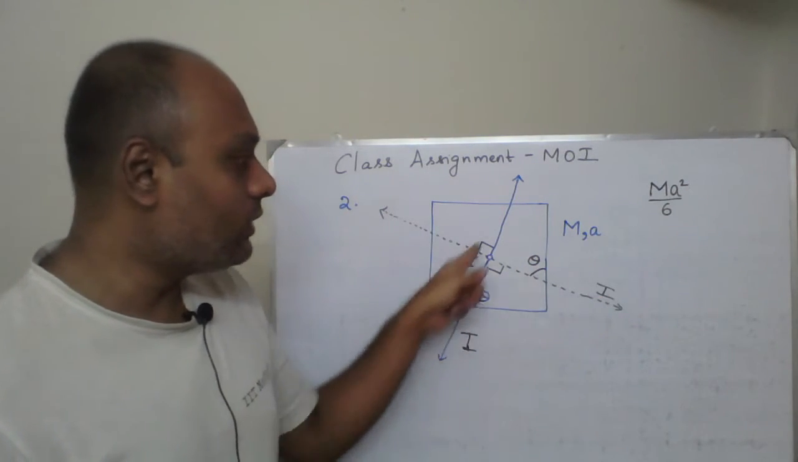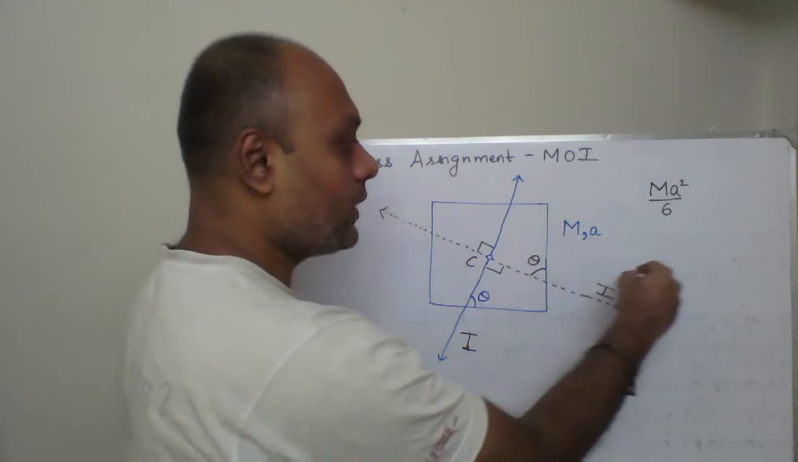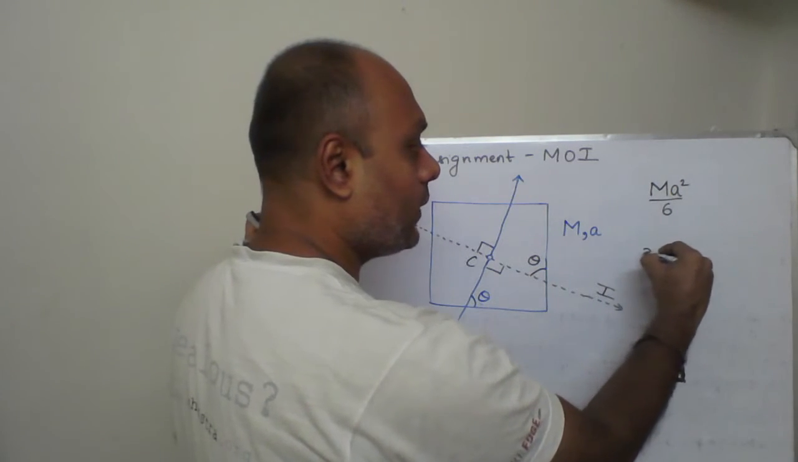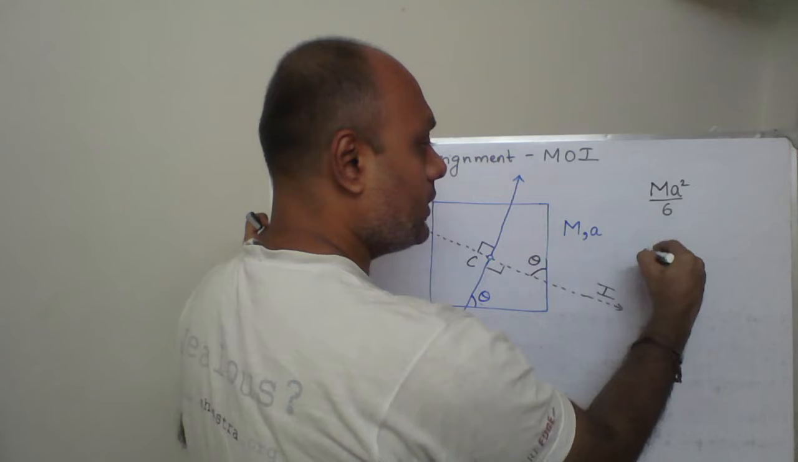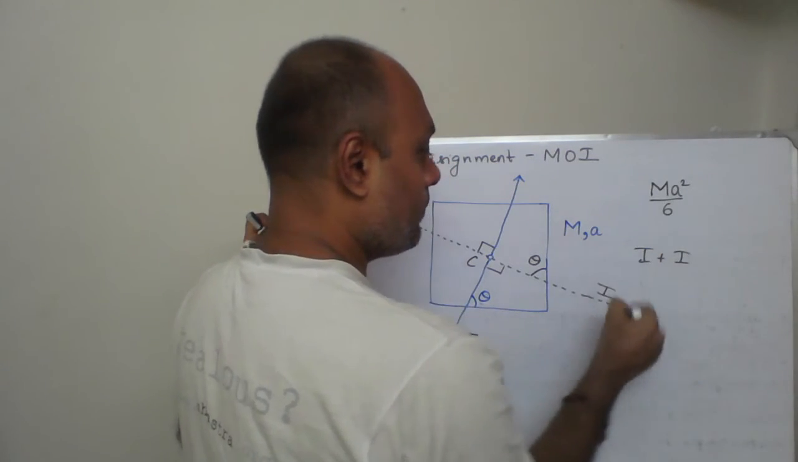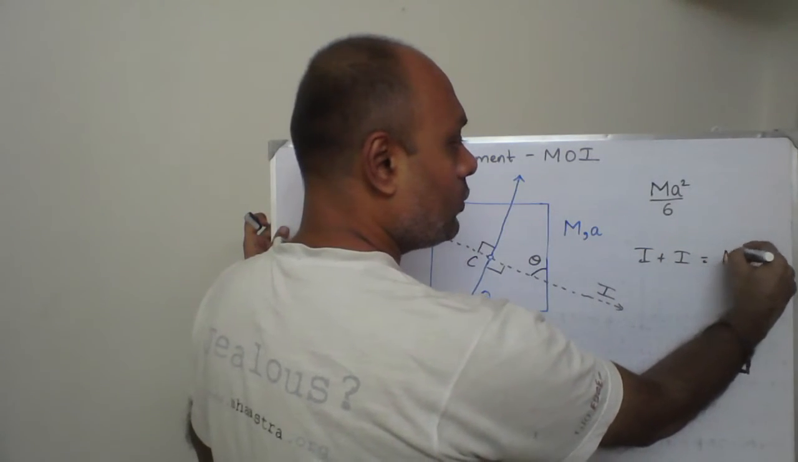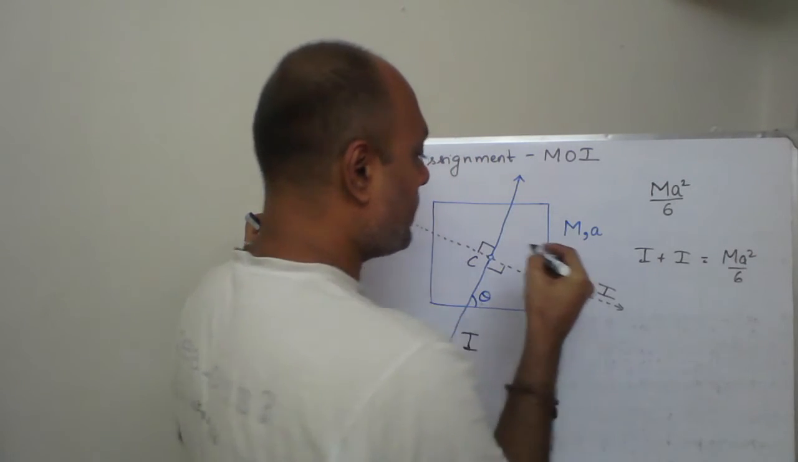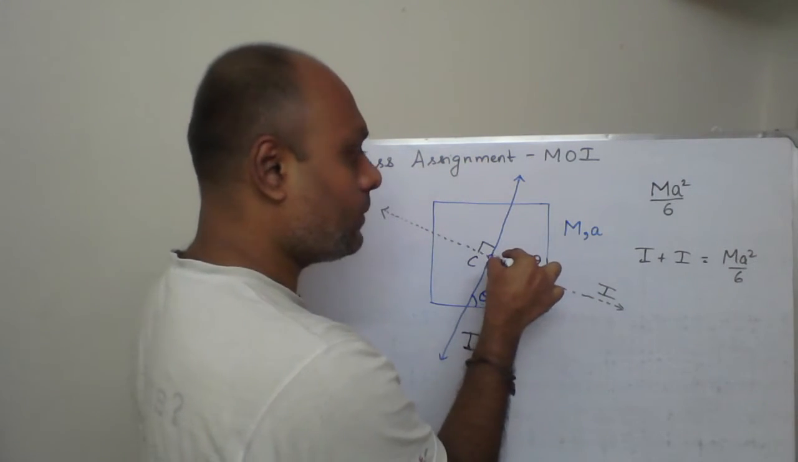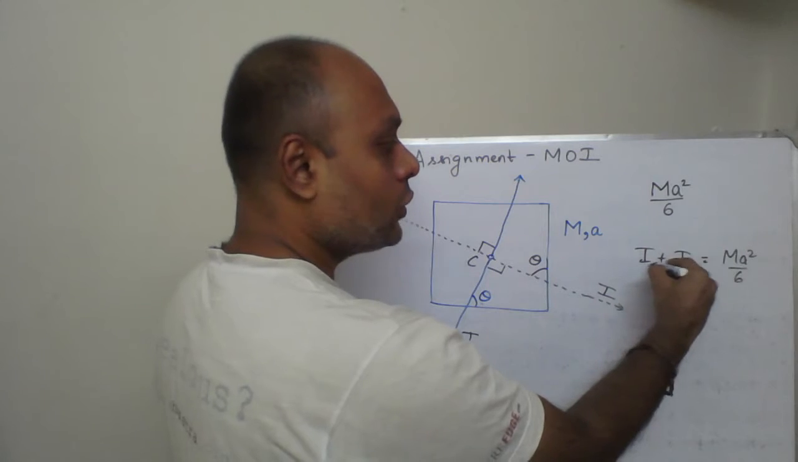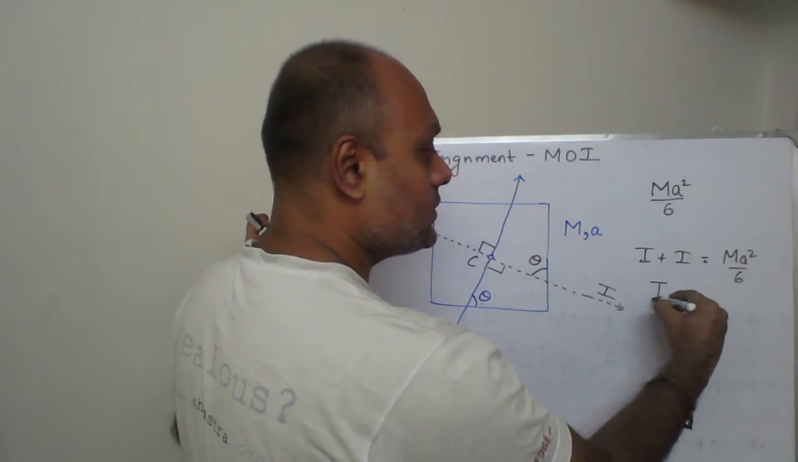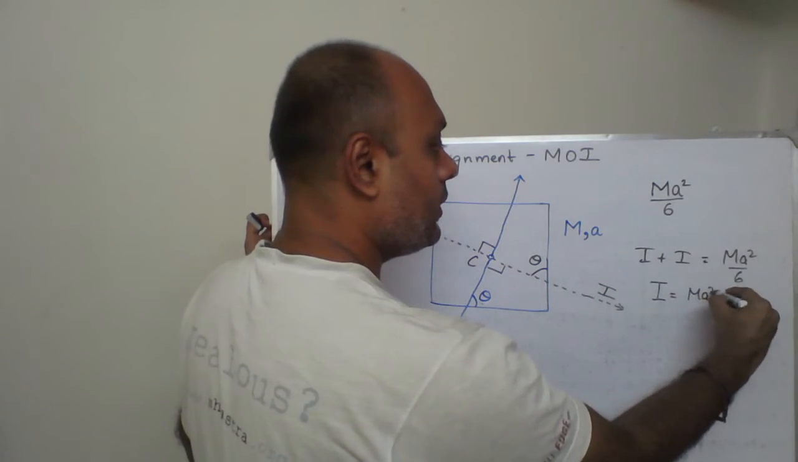So now I plus I will become ma square by 6, or you will get the I value to be ma square by 12. I'll write it like this: I plus I, perpendicular axis theorem. This I plus this I will be equal to ma square by 6, which is the moment of inertia about the axis passing through the center and perpendicular to the plane of the square. So you will have 2I equal to ma square by 6, or I will become ma square by 12.